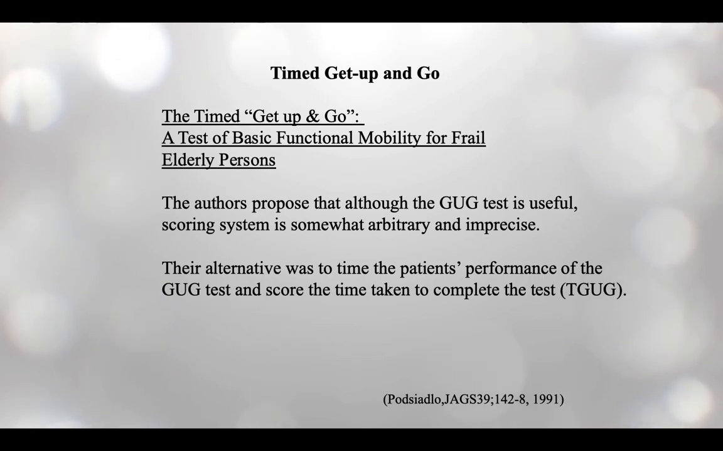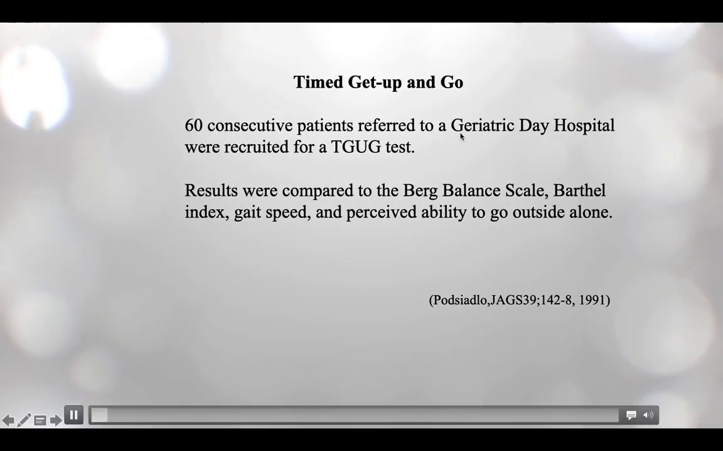Then, the timed get up and go test. The get up and go test is really a good test, but the scoring system is somewhat vague and imprecise. An alternative is to score the time taken to complete the test. For each of the 6 components in this test, we fix a time and see whether the patient can do it within that time. That is more precise. 60 consecutive patients were recruited for a timed get up and go test.